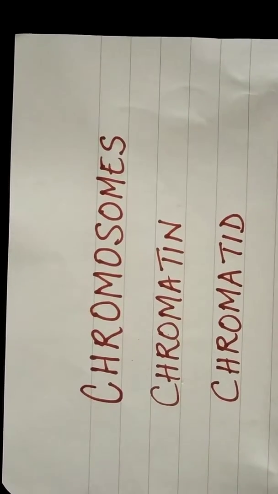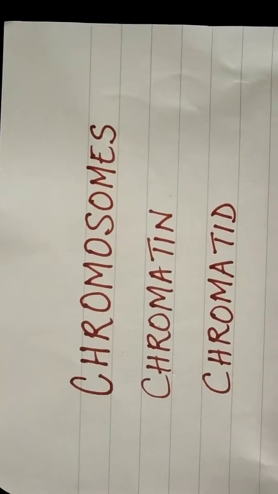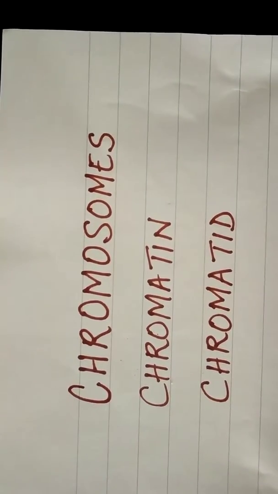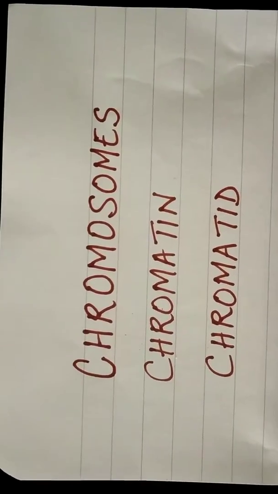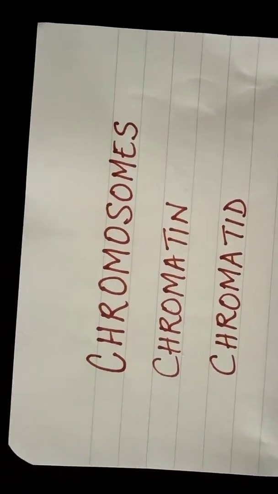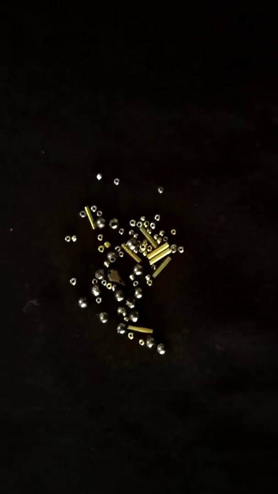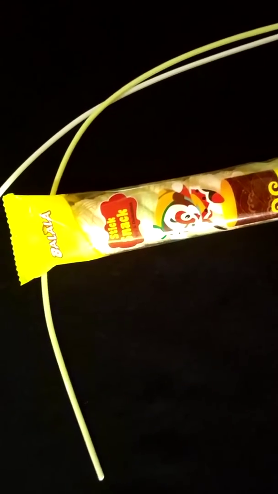In this brief video, I will try to explain the structure of a chromosome and the difference between a chromosome, a chromatin and chromatid using a few items that I found around the house like thread, beads, and children's treats like yogurt sticks and crackers. So what does a chromosome look like?